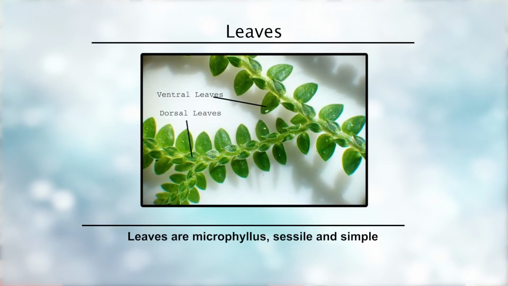The leaves are microphyllous, sessile and simple. We said before that homophyllum and heterophyllum can be differentiated on the basis of these leaves. What is that? In case of homophyllum, the leaves are isophyllous, that is, all of them are similar. But in case of heterophyllum, the leaves are of two types, one smaller and the other larger.